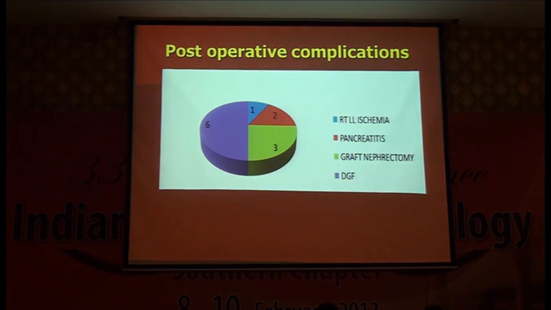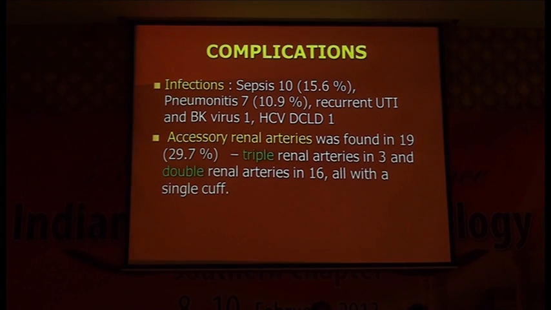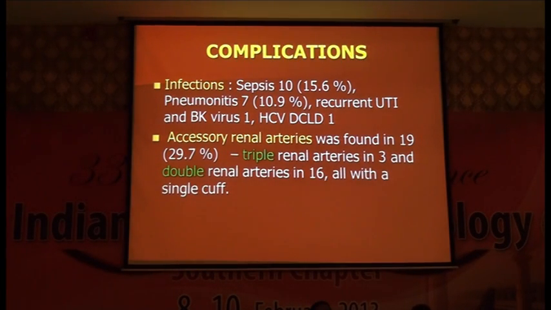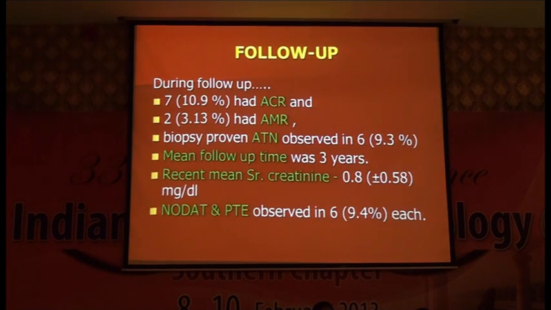Following the post-operative complications encountered, right lower limb ischemia in 1 patient, 2 had graft thrombosis, and 3 had to undergo graft nephrectomy, and 6 patients had acute rejection. And infection, sepsis contributed to the early mortality in 10 patients, and pneumonitis in 7 patients, and recurrent UTI and BK virus in 1 patient, and 1 had CMV reactivation. And multiple renal arteries were found, double in 9, triple in 3, and other in 16 patients.